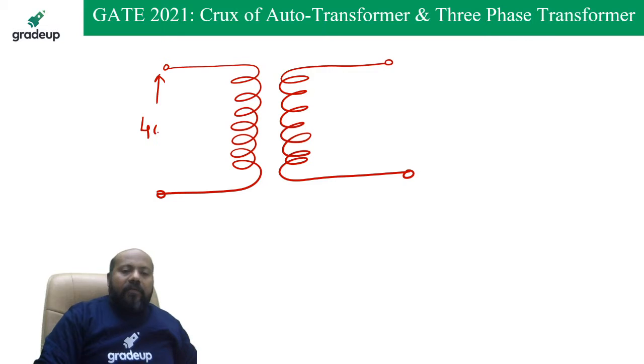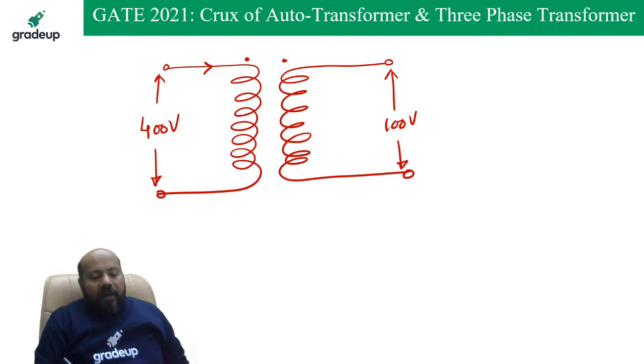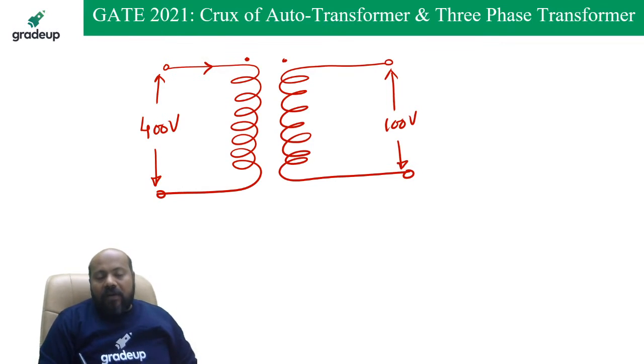This side it says 400 volts. Suppose this side is 100 volts. And suppose this is the dot. And you know, for the transformer action, the dot polarity is, if the one winding current is entering the dot, in the other winding the current is going to leave the dot. That is the subtractive polarity you must have for proper transformer action.